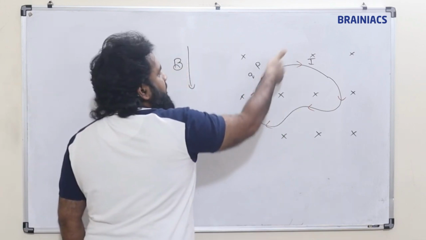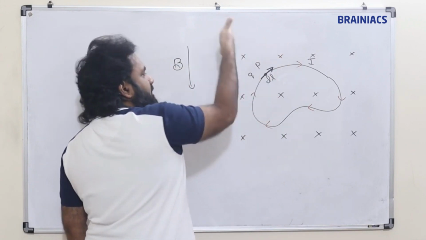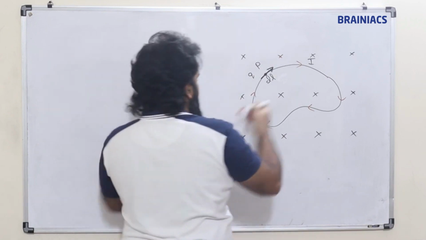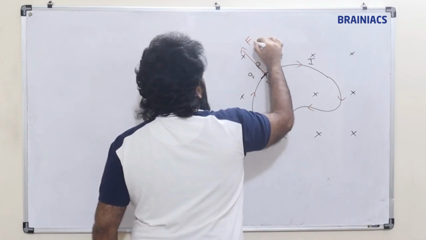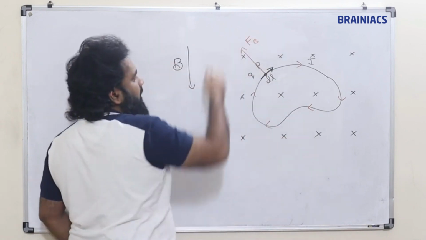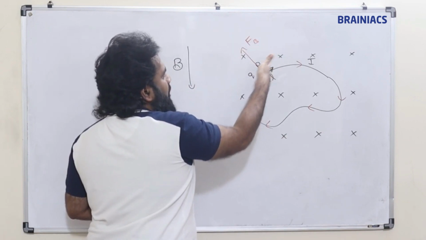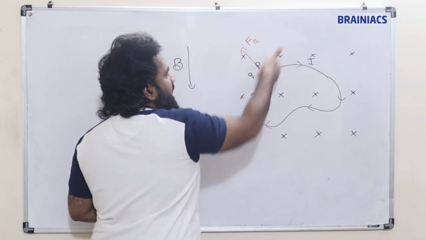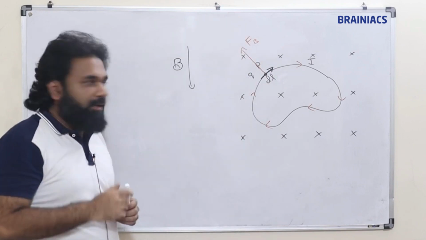If this is the direction of charge motion and this is the direction of the magnetic field, this is going to be the direction of the magnetic force. If this is the direction of the magnetic field and this is the direction of charge movement, this is going to be the direction of the magnetic force.